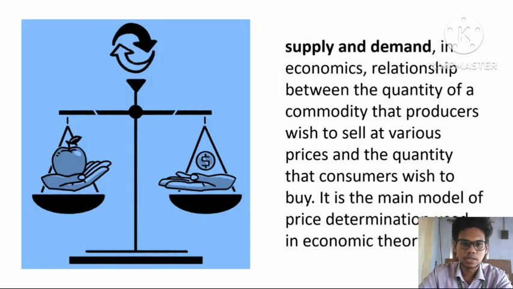Supply and demand. The law of supply and demand dictates that the price of a product is often determined by the balance between how much is supplied and how much is demanded. If the demand is high and the supply is low, the price may increase. Vice versa, if the demand is low and the supply is high, the price may decrease. It is the main model of price determination in economic theory.